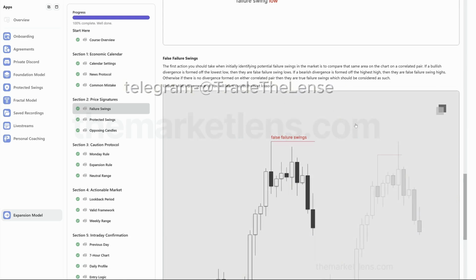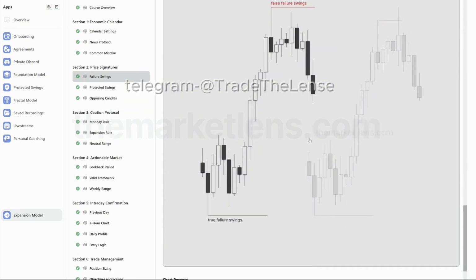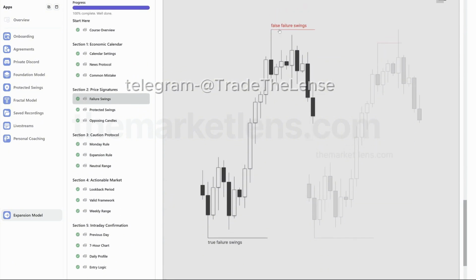False failure swings, this is where we bring in potential divergences, where when you look at failure swings in the market, we have, let's pretend you don't see this here and you don't see this. On one pair, you see potential failure swings. So off the lows, failure swing, off the high, failure swing.